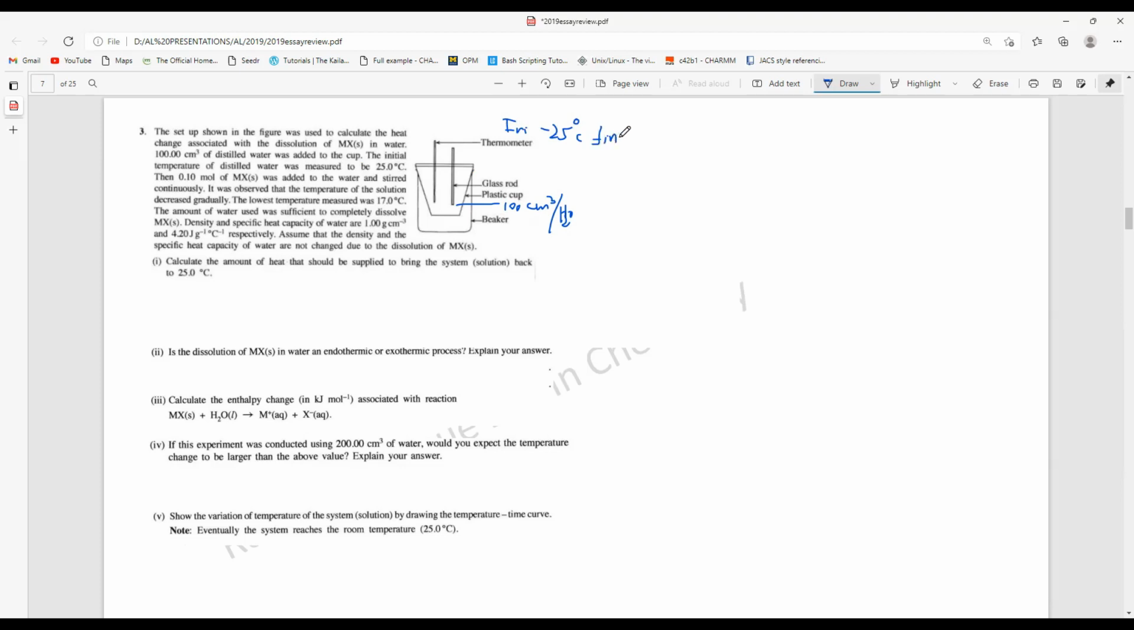and final. So they have added 0.1 moles of MX, don't forget, the salt. And they have stirred the solution, and finally they would obtain a final temperature of 17 degrees Celsius. Okay, so basically what it says is there is a temperature drop.